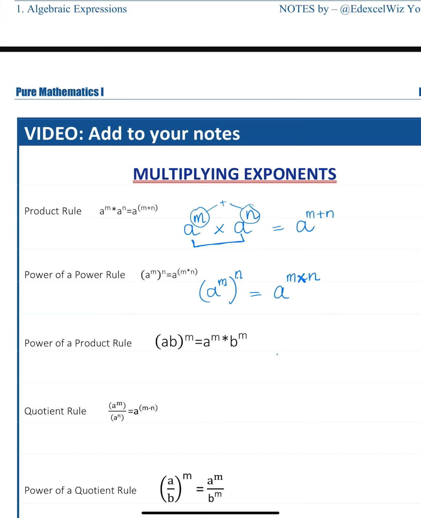Let's take a look at this: ab to the power m. So what does this mean? This means that you can write this as a to the power m multiplied by b to the power m.